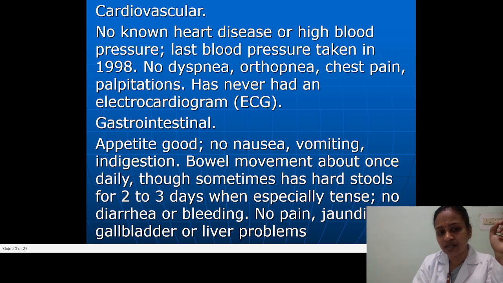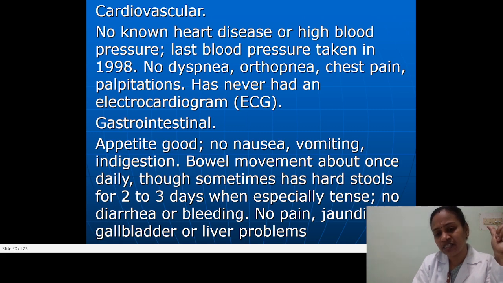Related to the gastrointestinal system, how about their appetite? Whether they have nausea, vomiting, or indigestion, and whether bowel movements are regular, twice a day or once a day, especially diarrhea or bleeding. Some people may not even mention the bleeding during defecation, maybe due to hemorrhoids. Because of that, they may go on to an anemic condition, which is not treated.